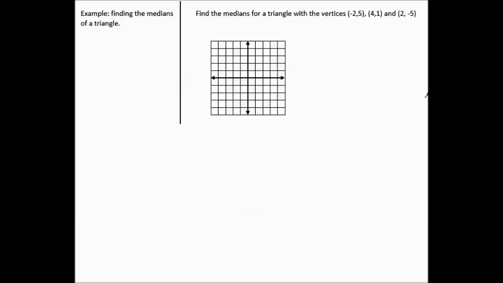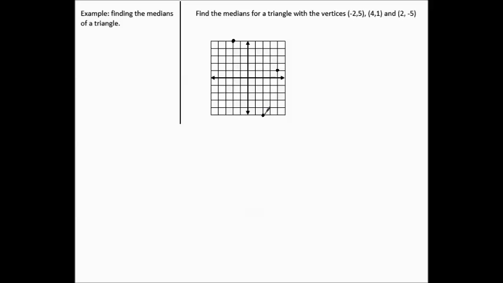Next, let's explore finding the medians of a triangle. We will find the medians for a triangle with the vertices (-2, 5), so starting from the center, -1, -2, 1, 2, 3, 4, 5. Back to center, +1, 2, 3, 4, +1. Back to center, and point (2, -5), +1, 2, -1, 2, 3, 4, 5.